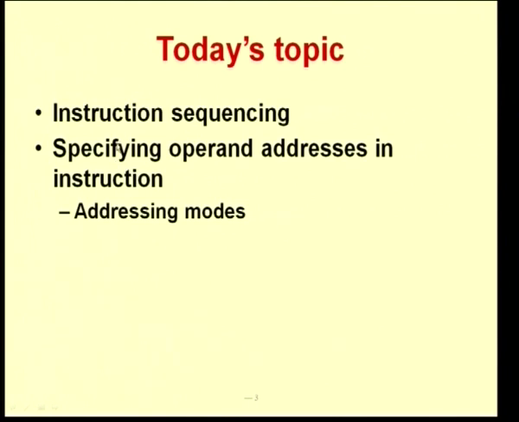In today's topic we will look a little more at using the instructions that we have talked about so far, in terms of how these instructions are sequenced. And when we talk of instructions, we have always said that the addresses of the operands are specified in the instructions. So, how are these operand addresses specified? We have a concept called addressing modes, which is used to specify how the addressing is done. We will take a look at these addressing modes and how they are used.